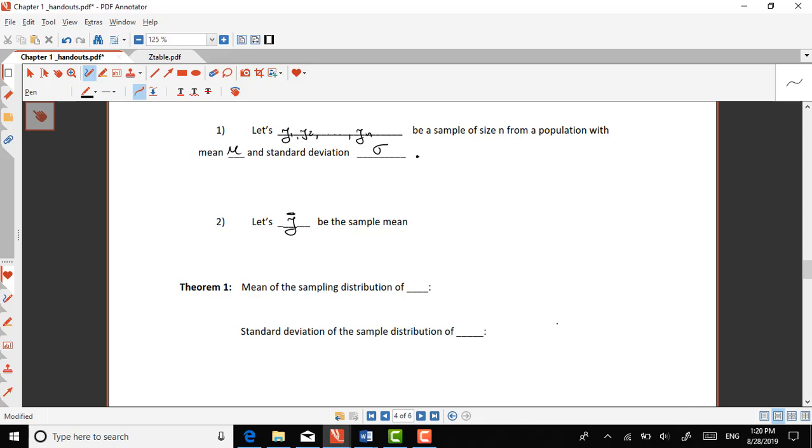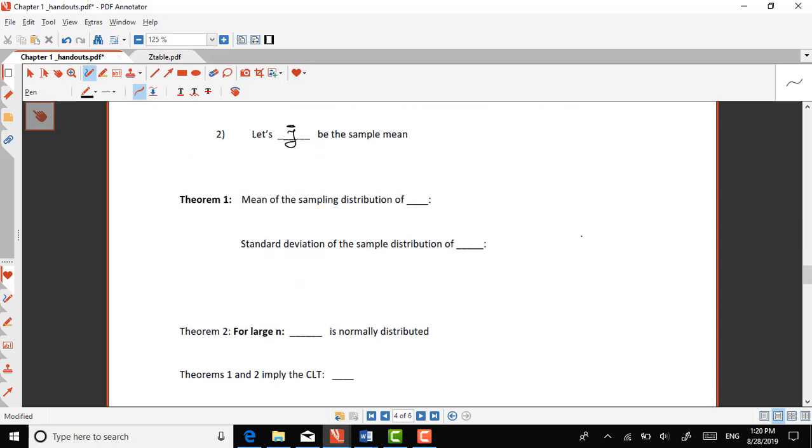So let's look at the first theorem. I'm not going to show you the proofs, but we're going to discuss this. The mean of the sampling distribution of y bar, which, remember, is what we're interested in, is in fact mu. So the mean of the distribution of the sample mean is equal to the mean of the original distribution. That's what this is telling us.